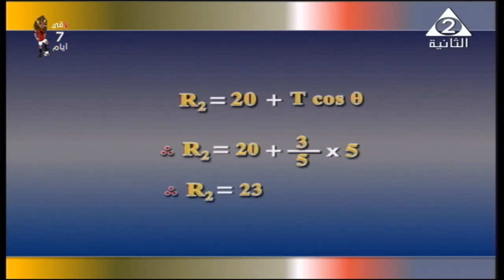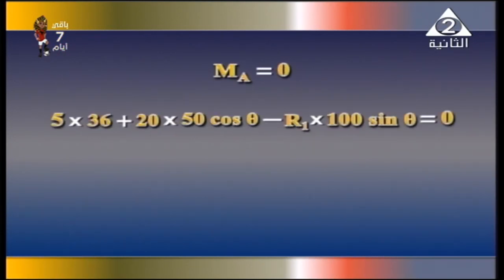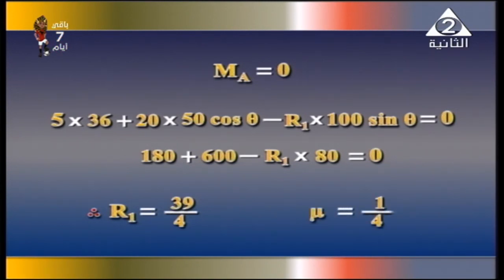Then, my dear student, we take moments about A equal 0: 5 times 36 plus 20 times 50 cosine theta minus R times 100 sine theta equals 0. To find the value, we substitute the values of cosine theta and sine theta. Then we find the value of R1 equals 39/4, and mu equals 1/4.